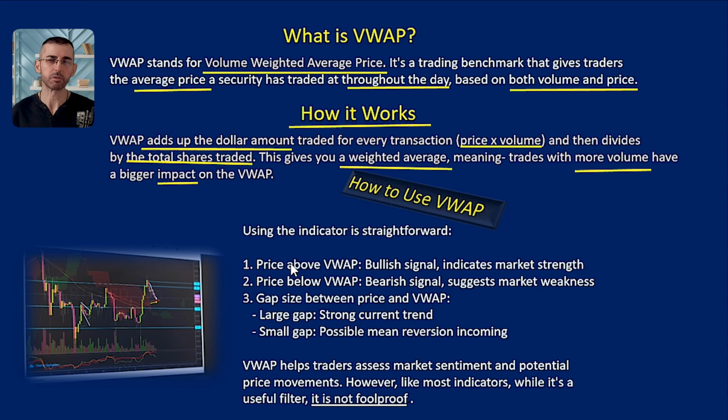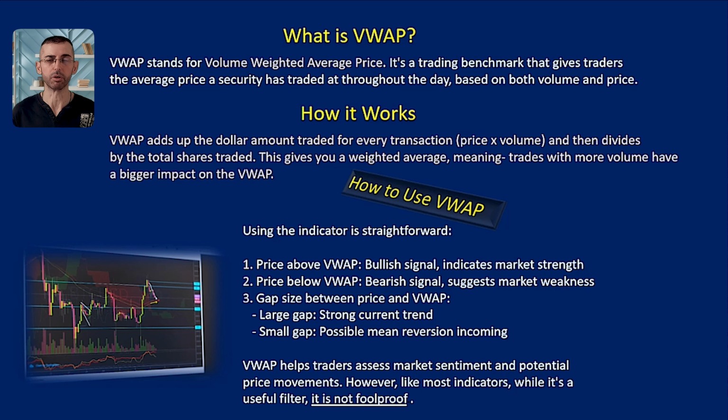Now, using VWAP is straightforward. If the price is continually above the VWAP, it's a bullish signal indicating market strength. If the price is below, it's a bearish signal suggesting market weakness. Also, the gap between the price and the VWAP line can show how strong the current trend is, or hint at least at a possible mean reversion.